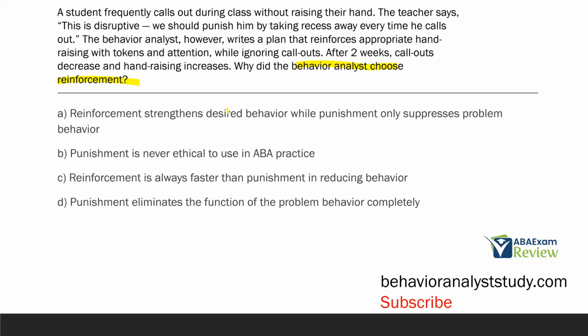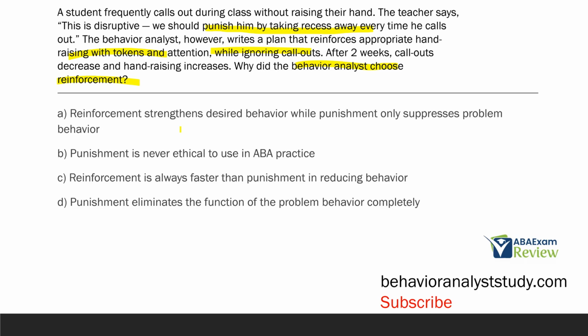So the student is calling out during class without raising their hand. The teacher wants to punish immediately. The analyst, however, has both a reinforcement approach with hand raising and an extinction approach. So why is that behavior analyst going with their approach over the teacher's?